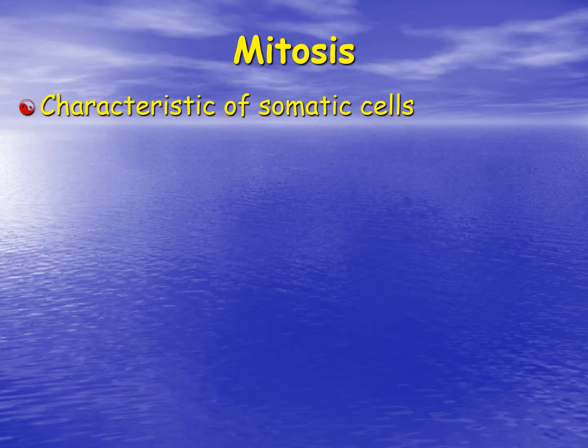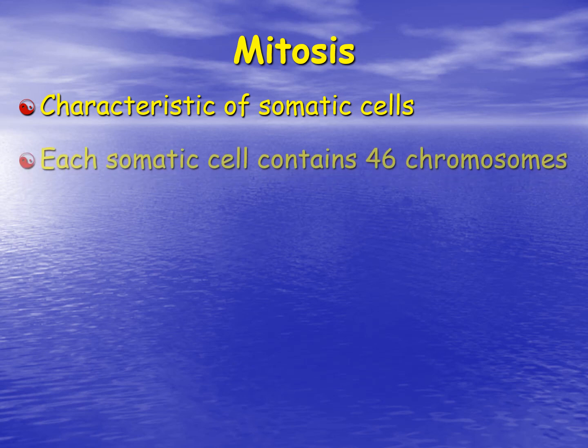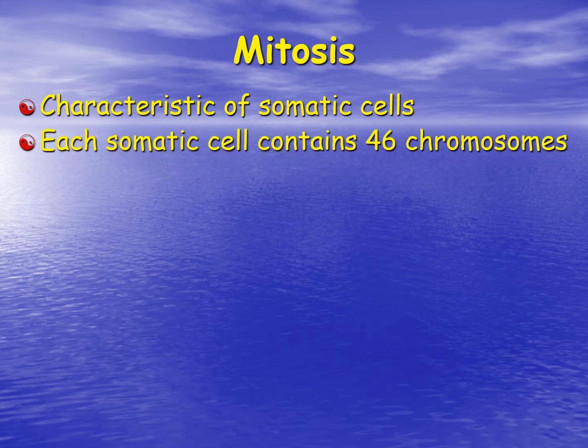So let's review a little bit about cellular division. Mitosis is the division of the somatic or body cells. Each somatic cell is diploid in number and contains 46 chromosomes in humans.